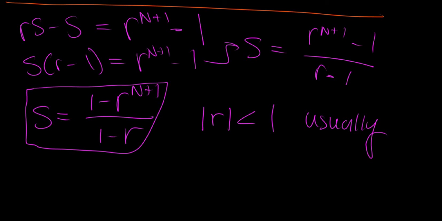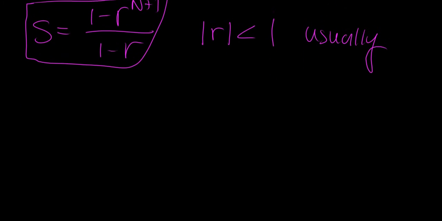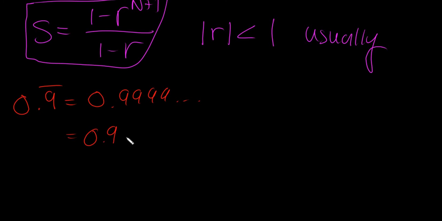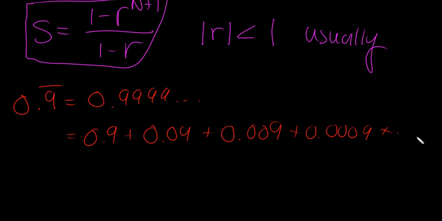Okay. Well, how is this useful? Well, basically what I just showed can be used to simplify the term 0.9 repeating. Because 0.9 repeating is 0.9999, and so on. Well, what is that? That's 0.9 plus 0.09 plus 0.009 plus 0.0009, and so on to infinity.